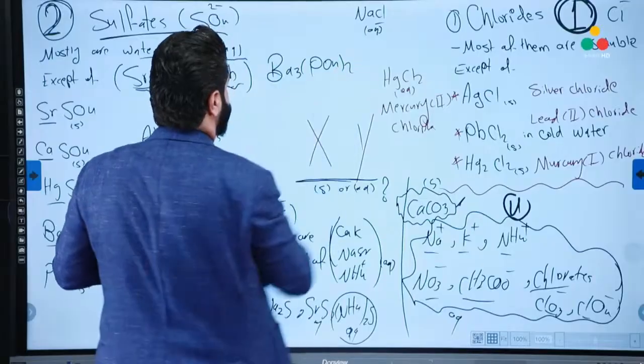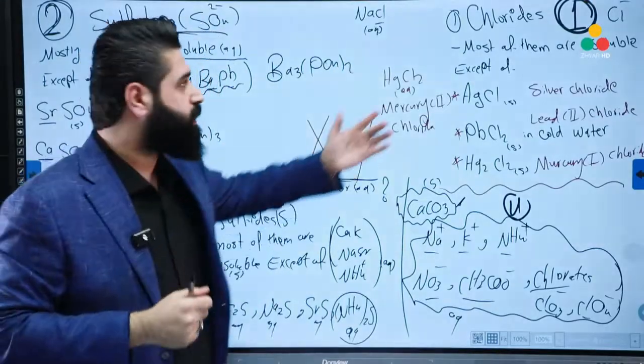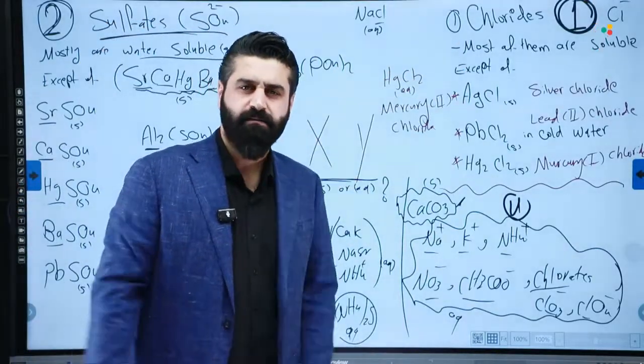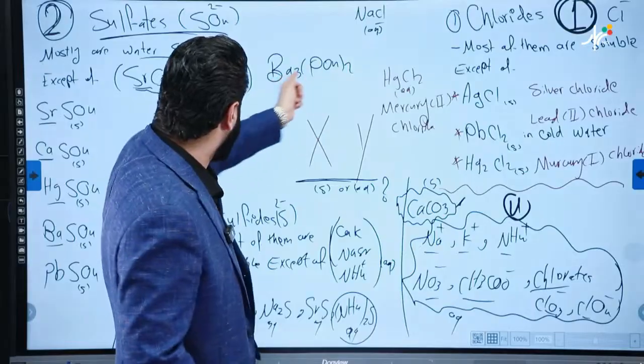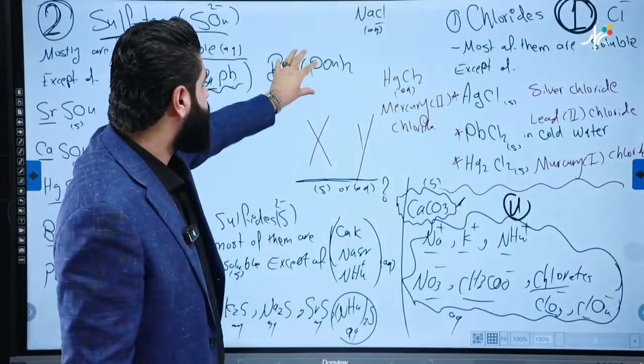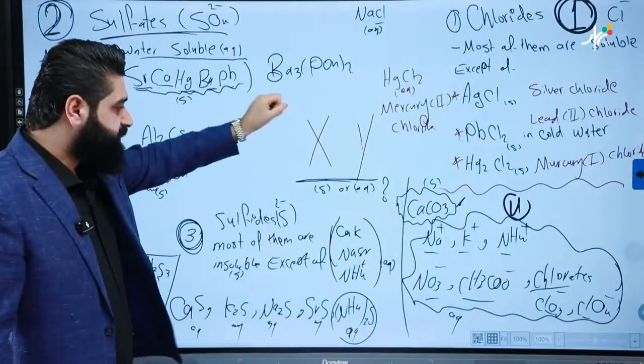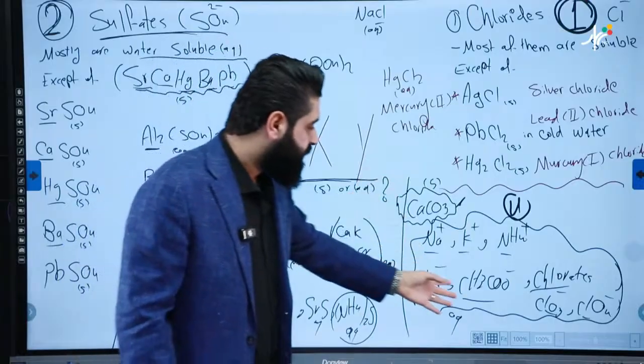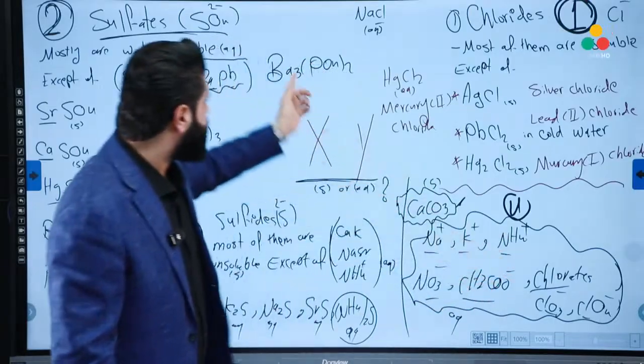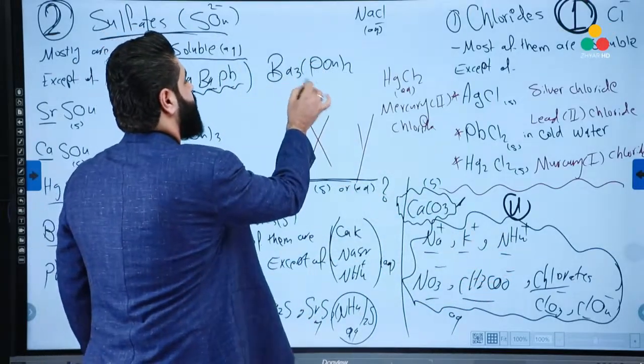Ba3PO4 by 2. First rule, chlorides. Is there any chloride? No. There is no Cl here. Is there any SO4? No. Any S? No. So this is the last rule. Do we have something like this here? No. So this is solid. Another one. Look.